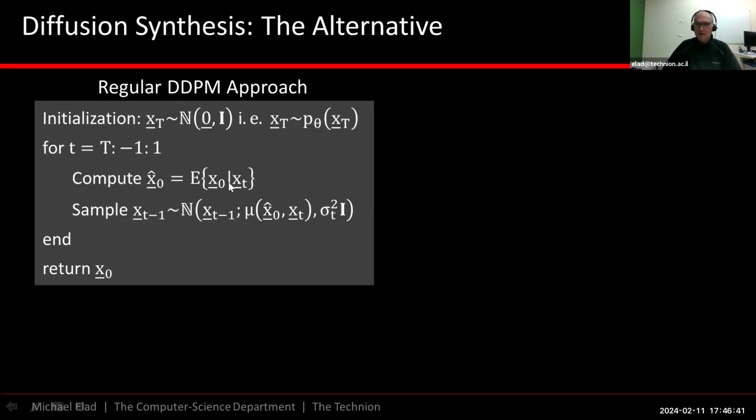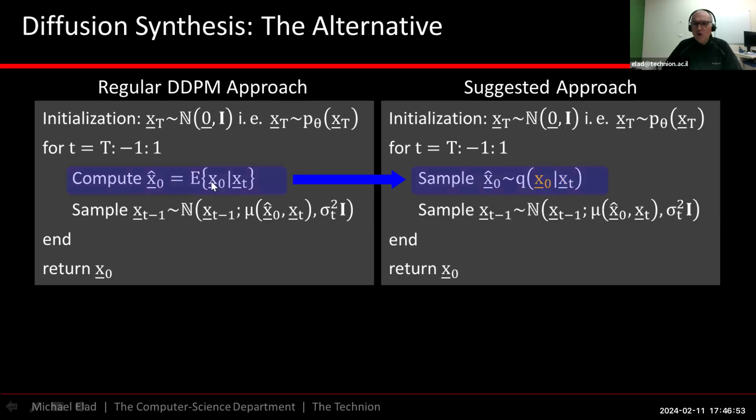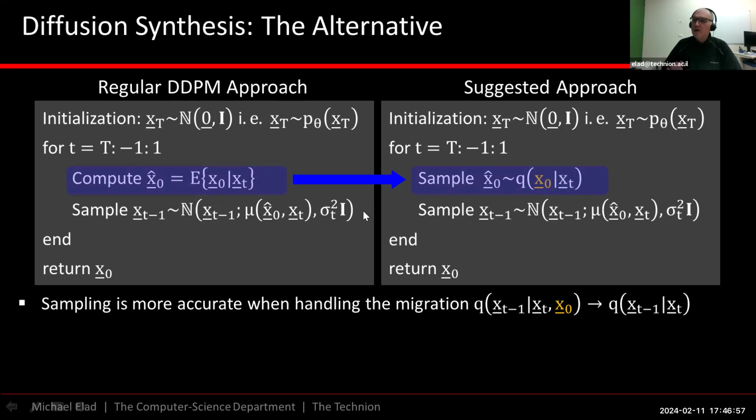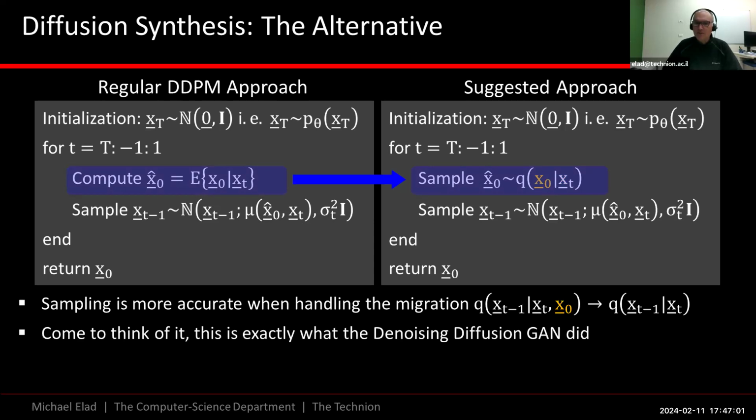So just to summarize, if this is the regular algorithm that computes a denoising, it could be an MMSE denoiser, and then plug in the mean in order to come up with a Gaussian from which you sample, then I'm telling you, you have to replace this step with a sample. If you do that, you are more accurate mathematically speaking. Okay, and yes, the question is, how do you sample?